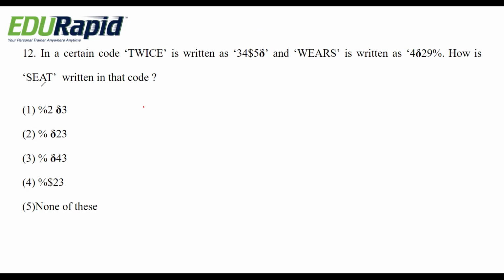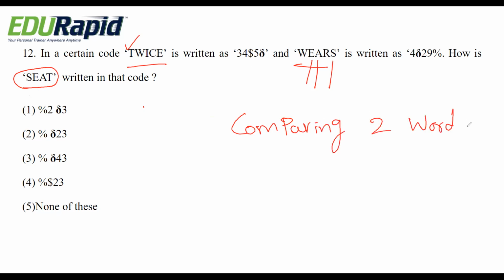So here, if you observe the question, or observe the letters S, E, A, T, they are repeated from the first two letters. That is, S is here and E also here, A also here, and T is here from the first letter. That is twice, the first word. So here it is just a comparison. You have to compare two words to solve. No need to write anything on pen and paper.